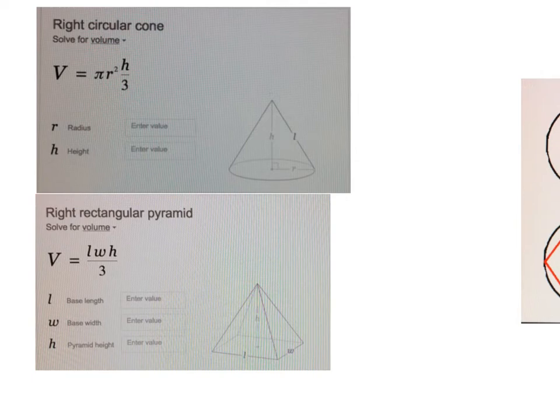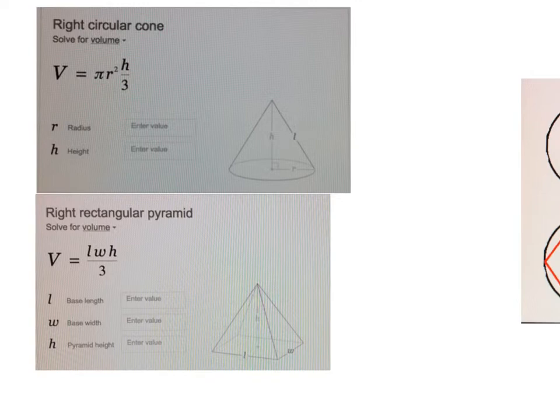Hey guys, so let's go ahead and take a look at the equations we're going to need to use to figure out the volumes of the shapes on the backside of your paper. The first one we have is the right circular cone, and we're going to solve our volume here. These are just kind of crappy screenshots taken from Google, but it's the best thing we have since we don't have a textbook. So here we go.